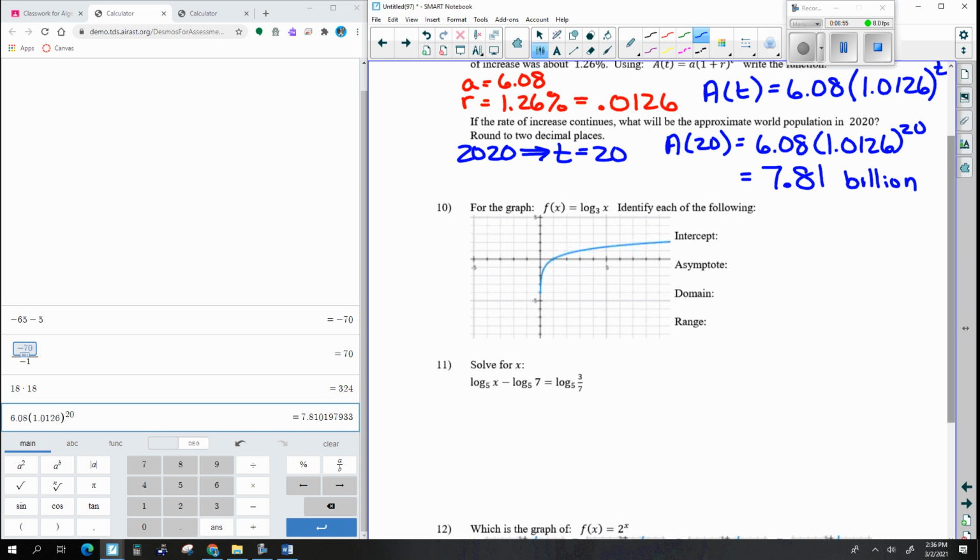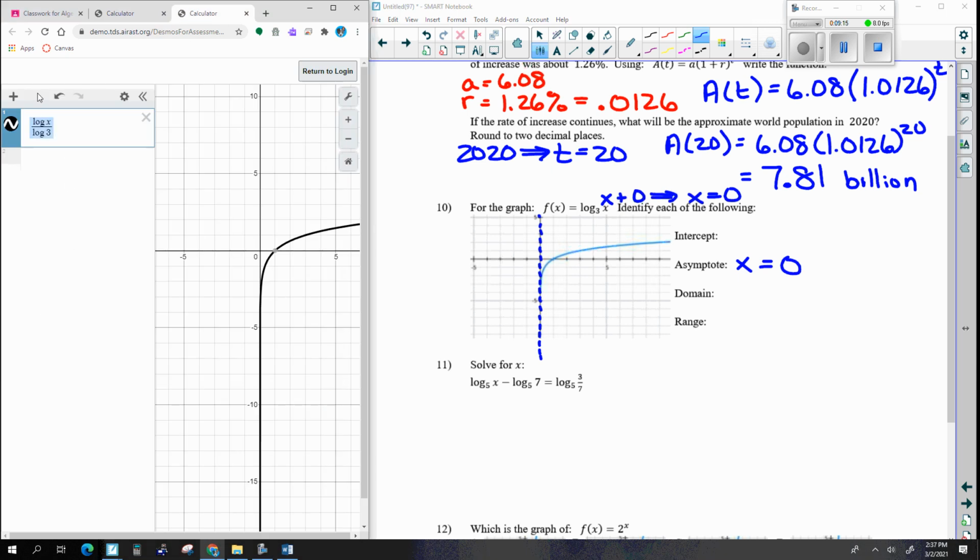Okay, log. This is an x plus 0, so that implies that the asymptote is at x equal to 0. But other than that, let's go ahead and graph it and take a look. I think this is actually the graph. Log of x divided by log of 3, yeah. All right, so the intercept is right here. That's at 1, 0. It's the only axis that it crosses, and it happens to be at 1, 0.